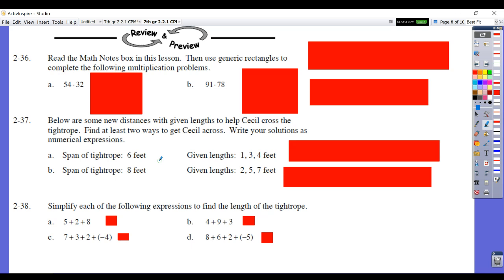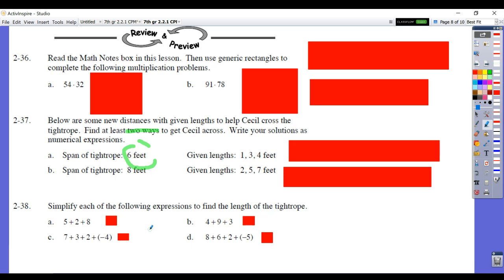Now, 237 is more related to what we were just talking about for today's lesson. Here you need to find 2 ways to get him across. So if you are going to need to get a total length of 6, and if the numbers you can use are 1, 3, and 4, again, you can use them more than once, and you can use positive or negative, come up with 2 different ways to do that. For part B, using lengths 2, 5, and 7, again, positive or negative, and you can use them multiple times, and you don't have to use all of them, but you need to come up with 2 ways to get a length of 8 feet.